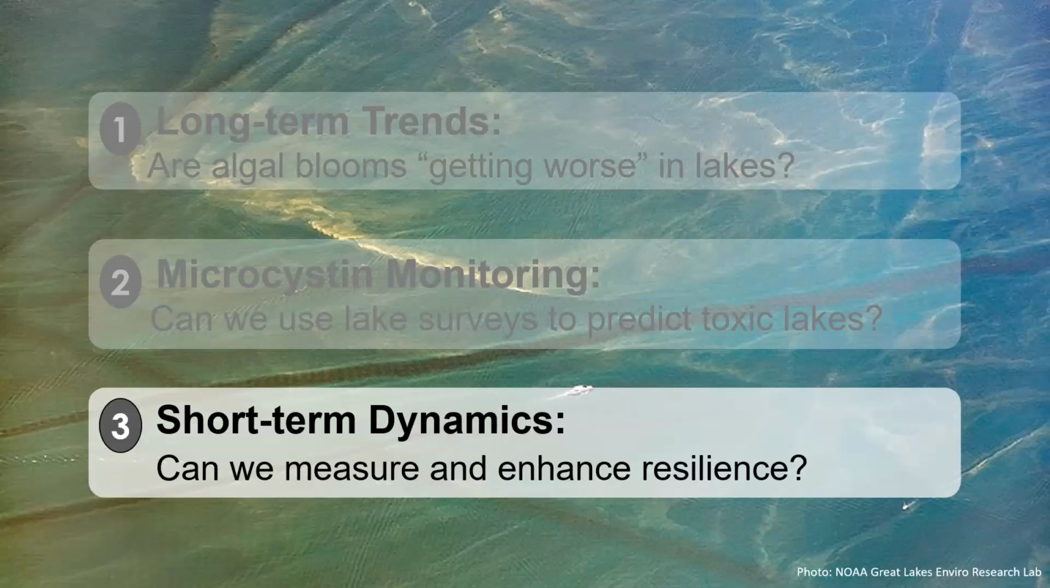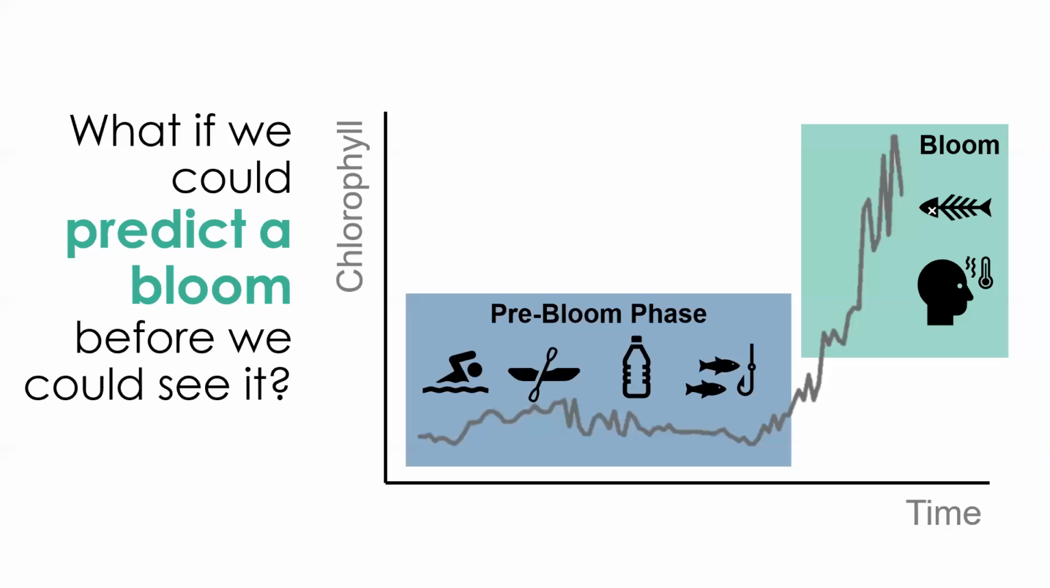So another way that we can think about protecting public health and monitoring for these toxins is thinking about whether or not we can predict a bloom before it's going to happen and warn people. And that's the last story I want to tell you this morning. And this is really tied to whether or not we can measure or in fact enhance resilience to try to prevent these blooms from happening.